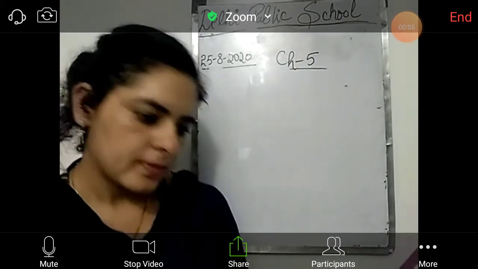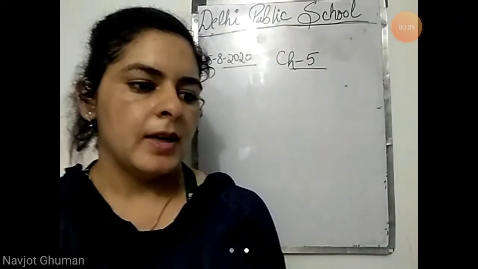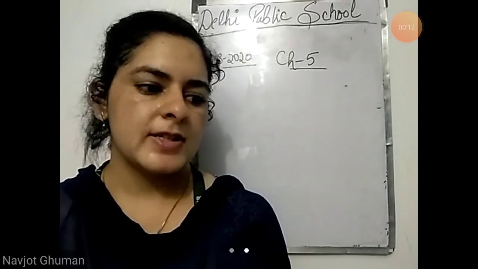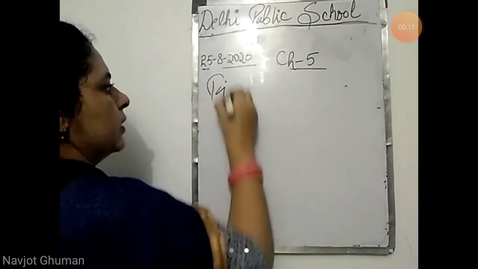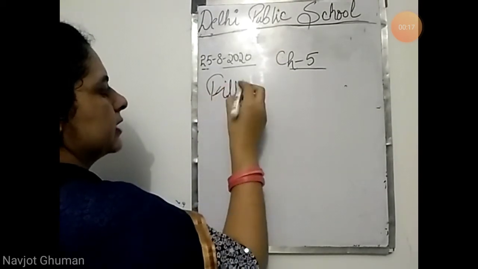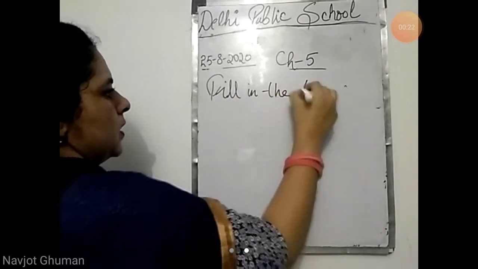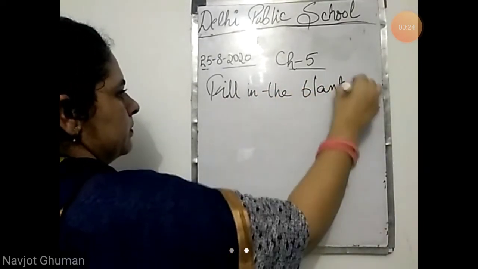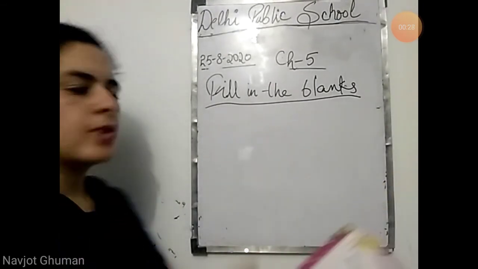Now next is our book work on page number 60. Objective type questions. First are your fill in the blanks. We have to fill in the blanks. Options are given to us. We have to choose the correct option from the two. Page number 60.